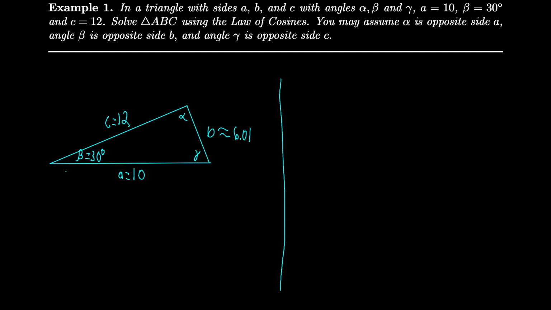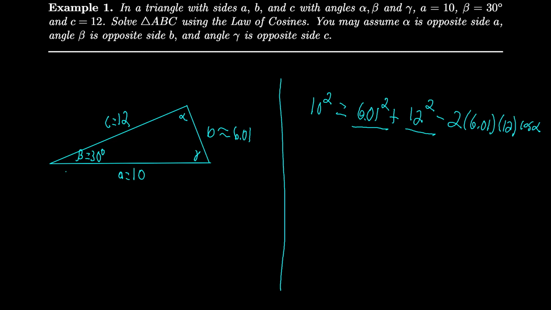So we could say then that 10 squared, which is a squared, equals b squared plus c squared minus 2 times b times c times the cosine of alpha. And you could solve this whole thing for the cosine of alpha. That is, you could subtract over the 6.01 squared, subtract over the 12 squared, and then divide by negative 2 times 6.01 times 12, and then take the inverse cosine, and that would also give you an answer.